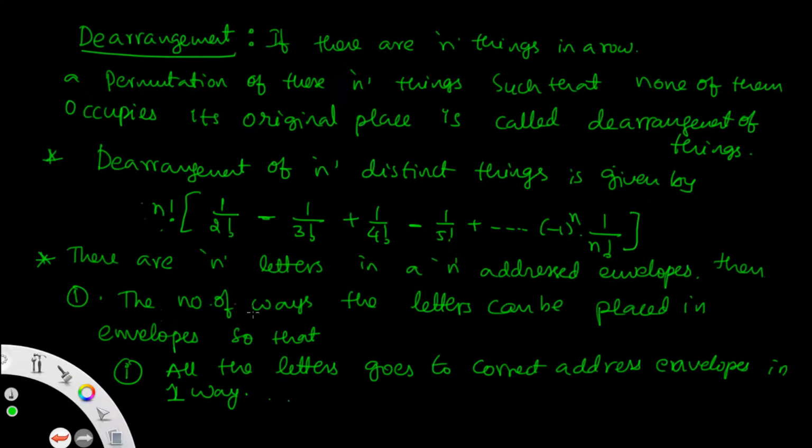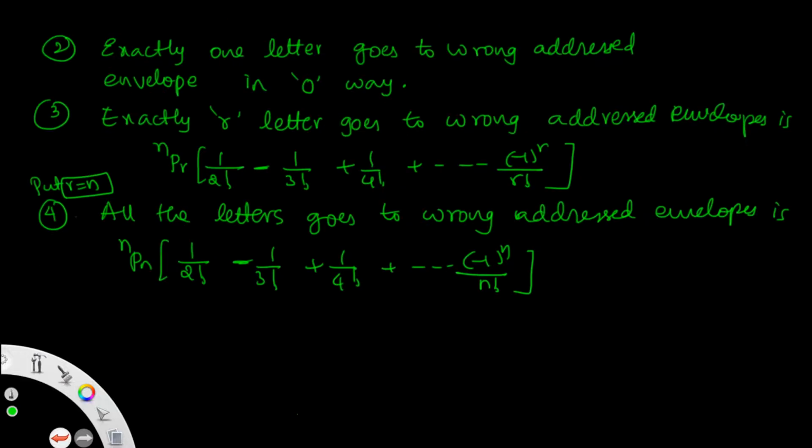If there are n letters in n addressed envelopes, then the number of ways the letters can be placed so that all the letters go to the correct address is one way. Exactly one letter going to the wrong addressed envelope is zero ways. And exactly r letters going to the wrong addressed envelopes is nCr into (1 by 2 factorial minus 1 by 3 factorial, and so on, up to minus 1 whole power r by r factorial). If we put r equal to n, all the letters go to the wrong addressed envelopes, which is the derangement of n things. That is the formula.